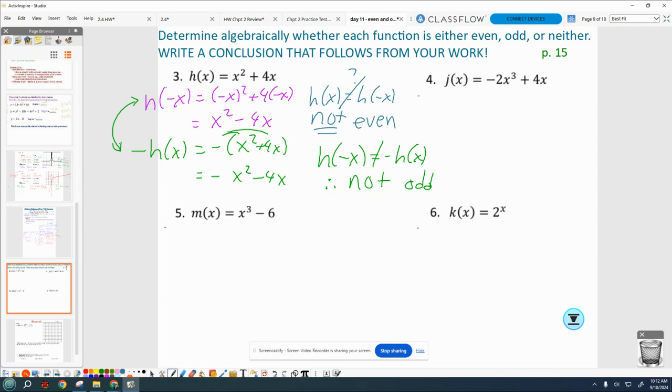Would it cover checking if these are even or odd for the next section? No, it's not that long. I mean, these checks aren't that difficult, but some people have issues with negative signs and they get all mixed up. But the big thing is, I need a conclusion from your work. So on the next exit card, on the next quiz, you need to say what you're doing.